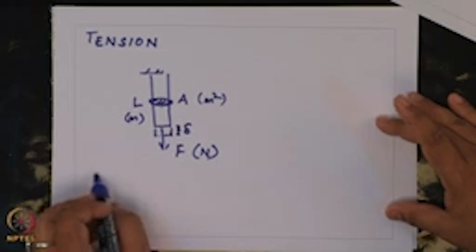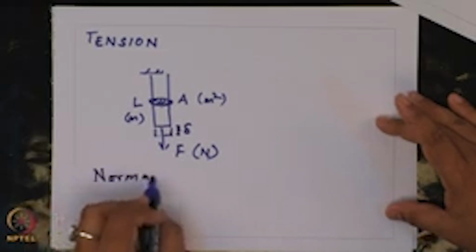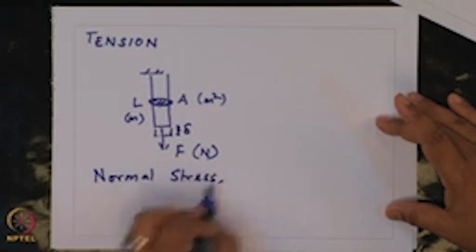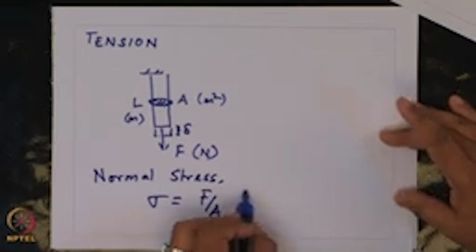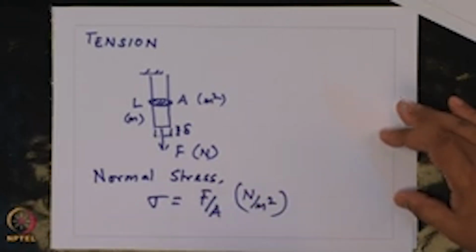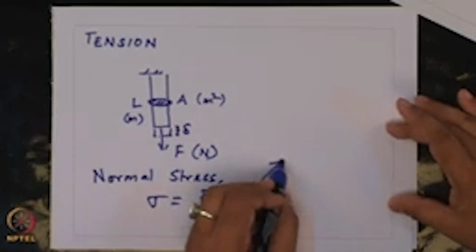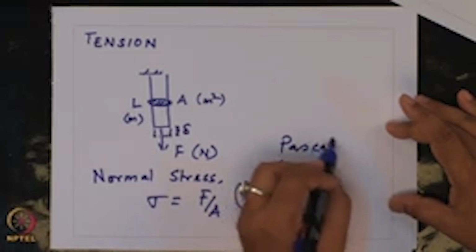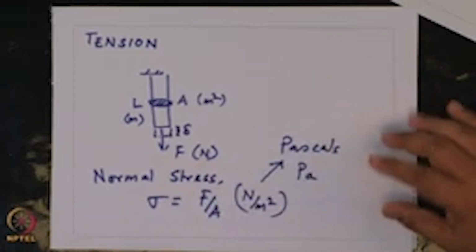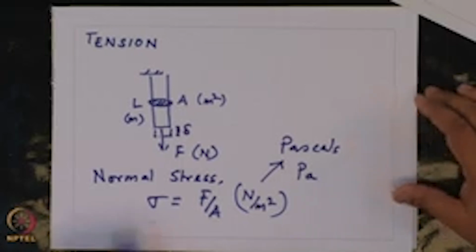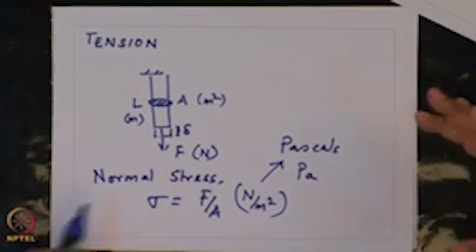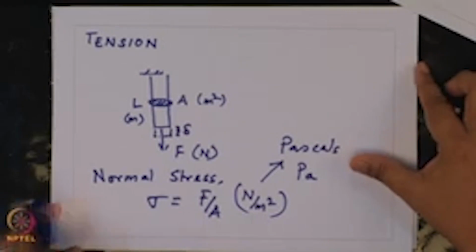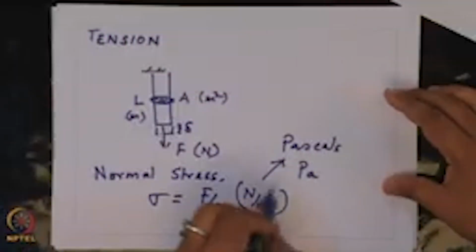You define the normal stress sigma as F by A. It has units of Newton per meter square. Newton per meter square is called pascals, and in short it is written as Pa, capital P and a small a. So, the unit of stress is pascals, whether it be tension or compression.